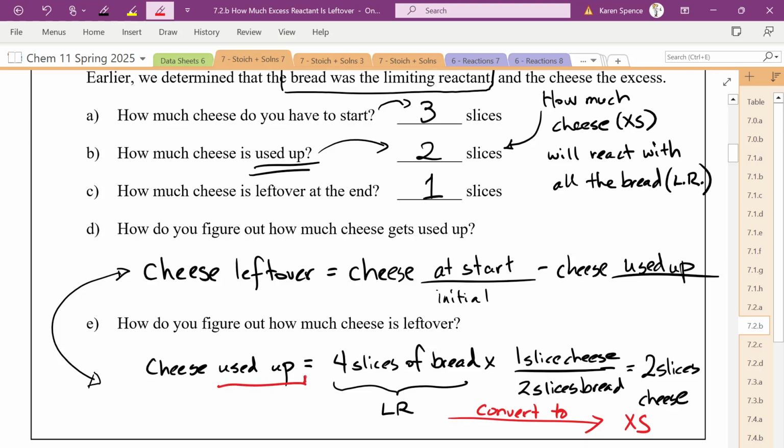And that gives you the amount of excess used up. You take your limiting and convert it to your excess. That gives you the excess used up. There are other ways of doing it. Sometimes people are like, I know how many sandwiches get made, and then they convert that into the amount of cheese that it took to make those sandwiches, and then they do the subtraction. Any way you can do it, as long as you're getting the correct answer, is totally fine.